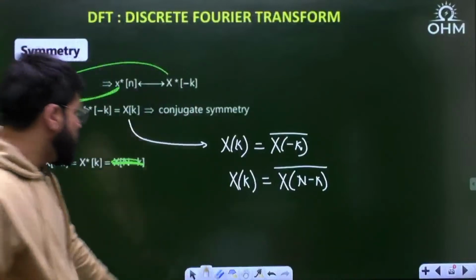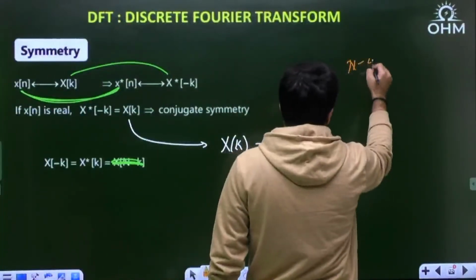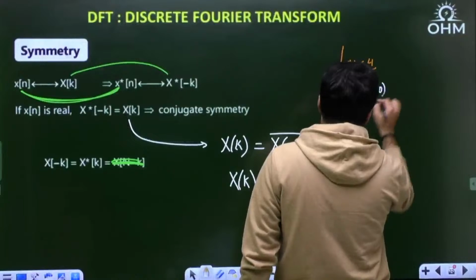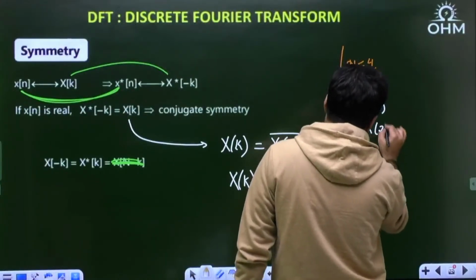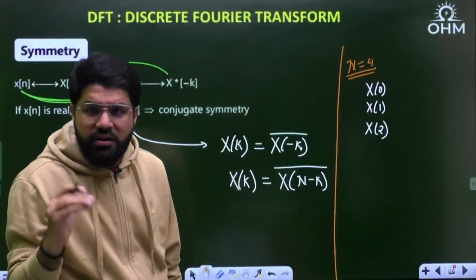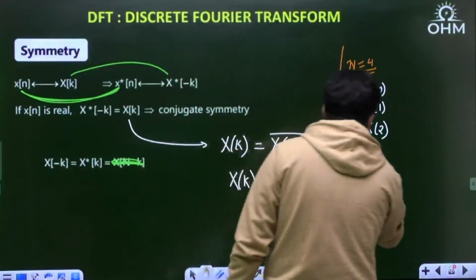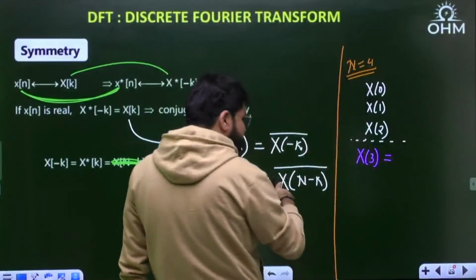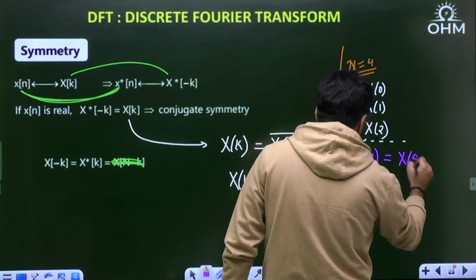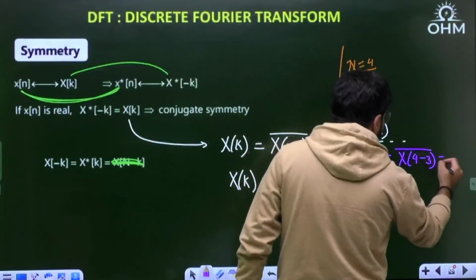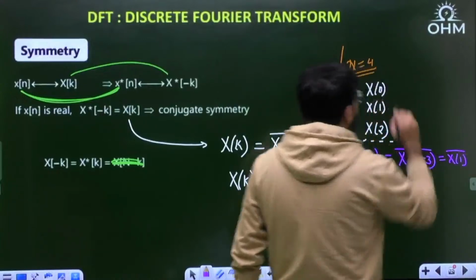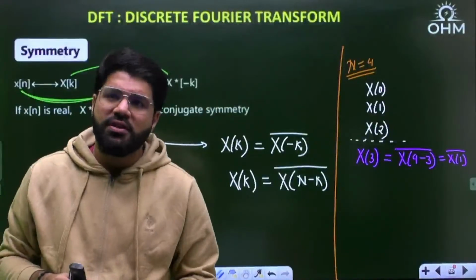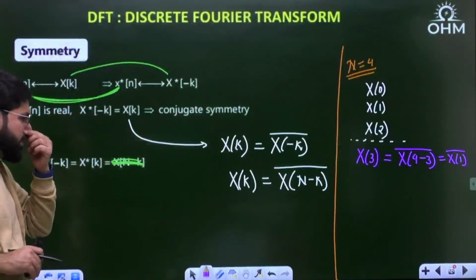Now, if you talk about n equal to 4, a 4-point result, you first calculate up to X2, up to the central ordinate, and then you don't have to calculate anything. Why? Because what is the value of X3? As per this conjugate symmetry property, we can write this as X of 4 minus 3 whole conjugate, and that is X1 conjugate. That is what I showed you in the calculations also. X3 is the conjugate of X1. That is in general true whenever the signal is a real signal.